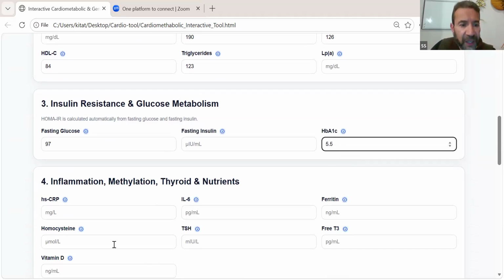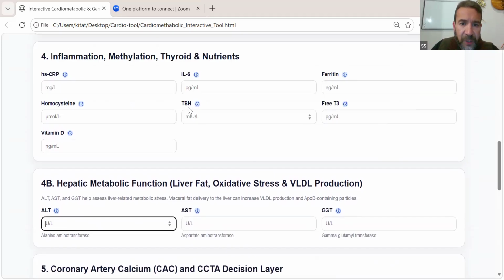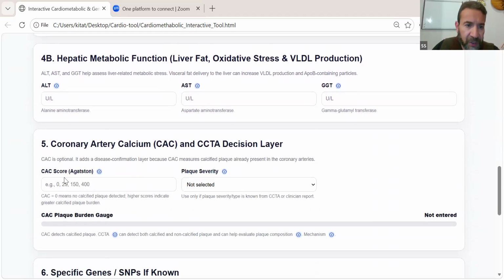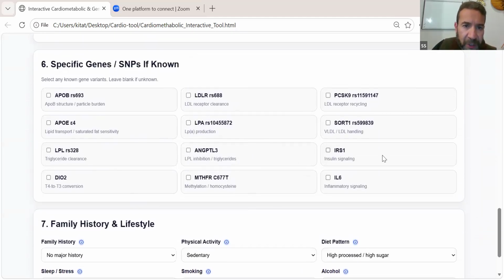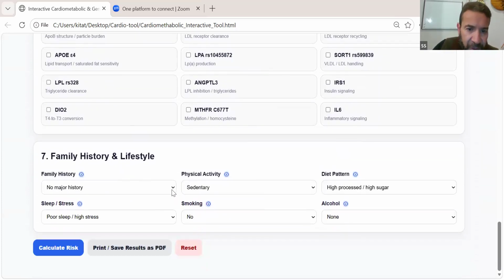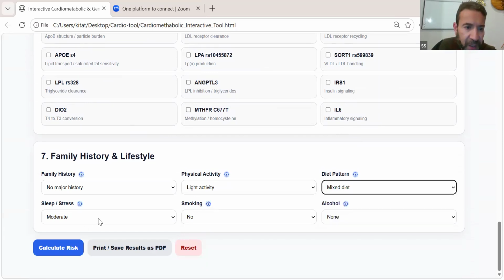Let's say fasting glucose is 5.5, and then they're going to do some hepatic panel. They're going to do TSH. Let's say it comes down to 2. The hepatic panel is part of the liver enzymes. And definitely no CAC, no CCTA. We don't know anything about the genetics. And for the family history and lifestyle, nothing major. We're going to do moderate sleep, light physical activity, high blood pressure, and a high processed diet. Mixed diet, moderate sleep, and smoking, no; alcohol, no.